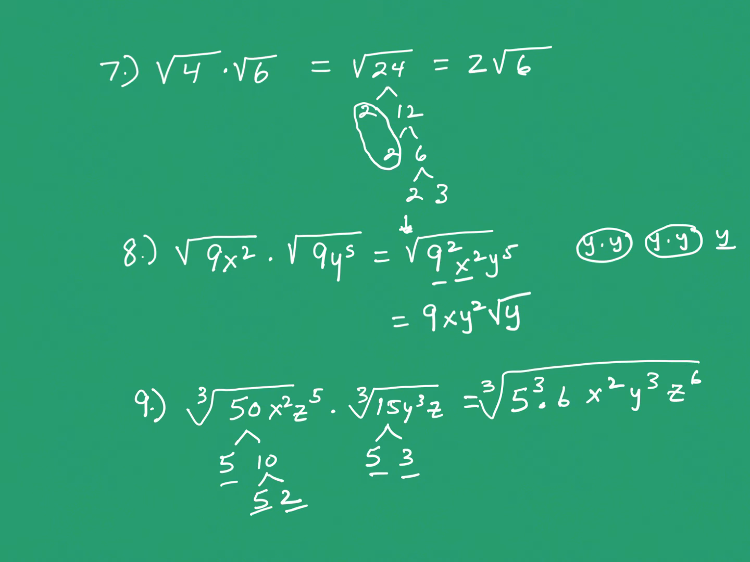5 to the 3rd power is 125. The cube root of 125 is 5. You can't find the cube root of 6. You can't find the cube root of x squared. You can't find the cube root of y cubed. That's y. You can make two groups out of z to the 6, so it's going to be z squared. So what's left behind? The cube root of 6x squared.